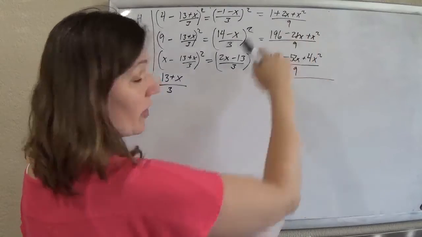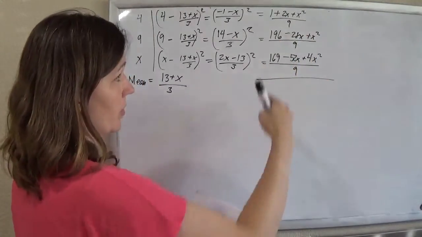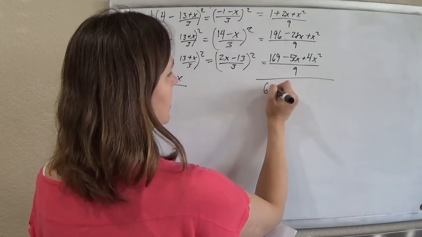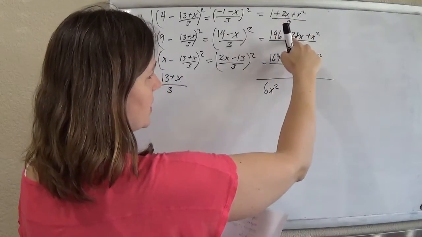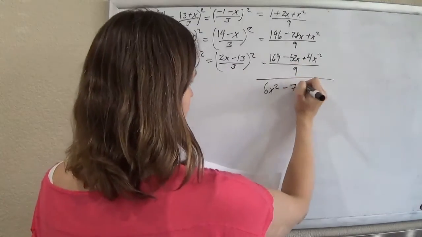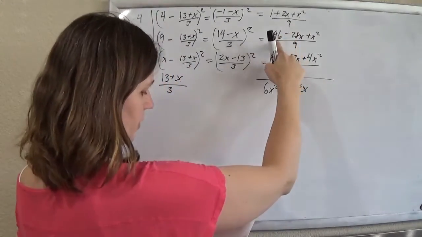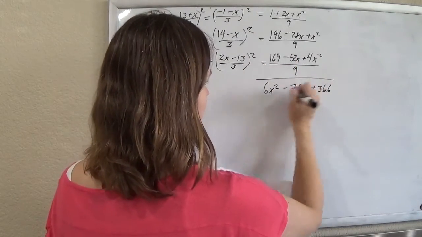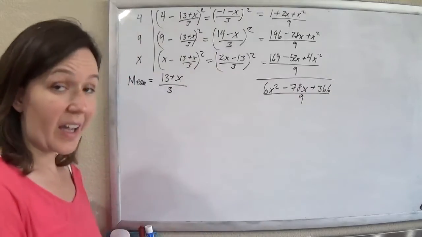They all are ninths, so I can add the numerators. They all have the same denominators. So combining like terms, I have 6x squared, then 2x minus 28 minus 52 is minus 78x, and 1 plus 196 plus 169 is 366, and that's all over 9.